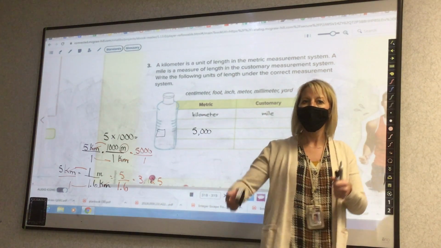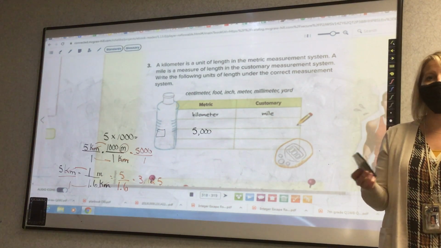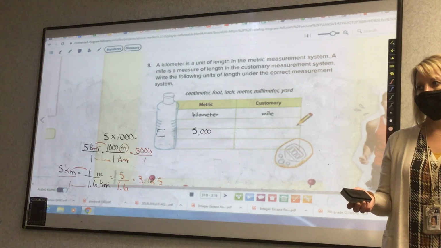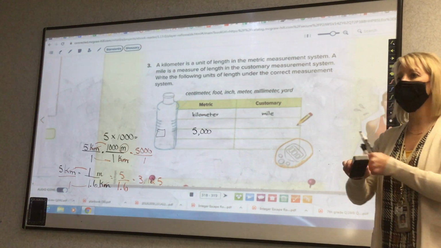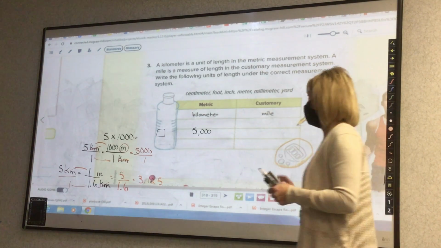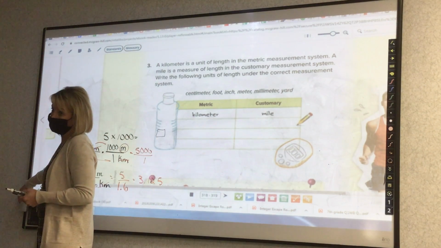Just like Tanner asked, is there something that equals a foot in metric? There's not. Just like an inch does not equal a centimeter. There is none of it that is equivalent. You guys understand that? Make sure you know that. Anything that ends in the word meter is going to be in the metric system.